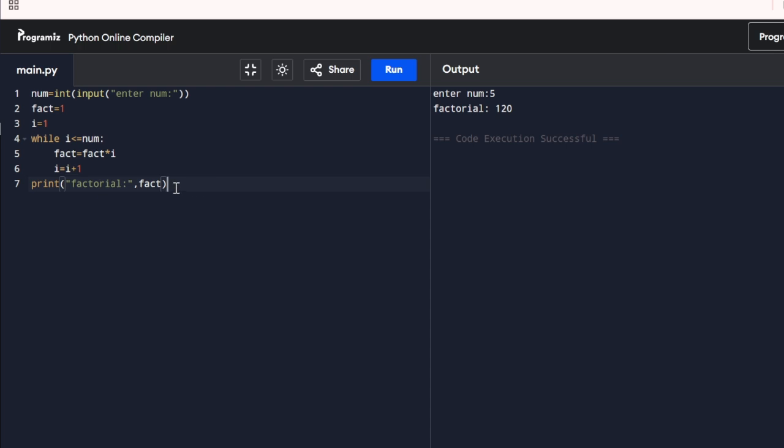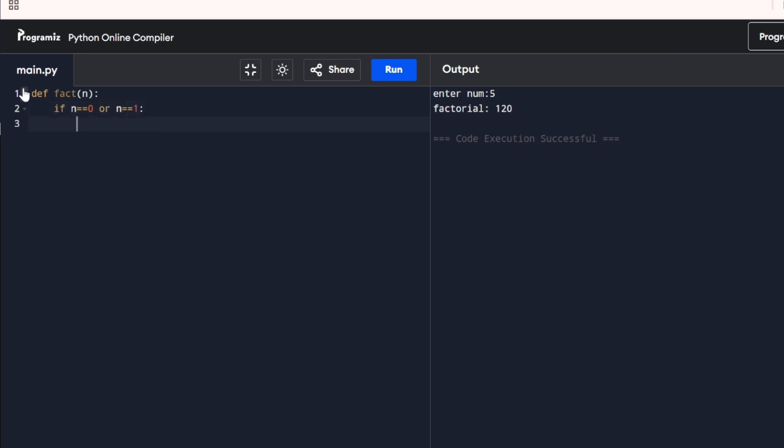So basically for factorials, you need to have a function here. Def fact, just we call it fact, which takes n as input. If, as we mentioned there, n is equal to 0 or n is equal to 1, then what needs to be done? Then return 1. Everything else comes under the else part, so you don't need to write else specifically. You could directly write return n into fact of n minus 1.